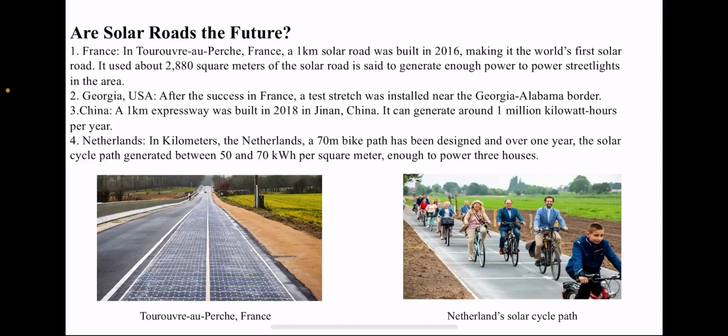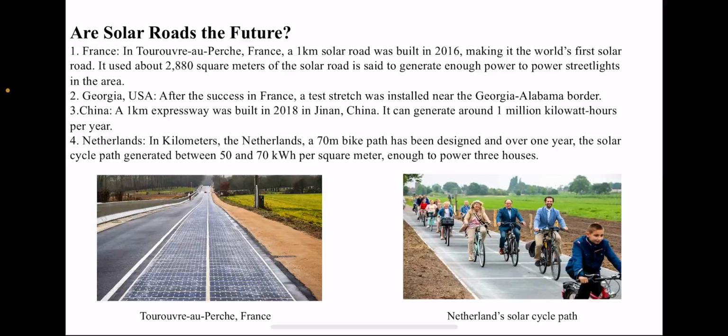Are solar roads the future? In Tourouvre-au-Perche, France, a 1 kilometer solar road was built in 2016, making it the world's first solar road. About 2880 square meters of the solar road is said to generate enough power to power street lights in the area. In Georgia, USA, after the success in France, a test was installed near the Georgia-Alabama border. In China, a 1 kilometer expressway was built in 2018 in Jinan. It can generate around 1 million kilowatt hours per year.